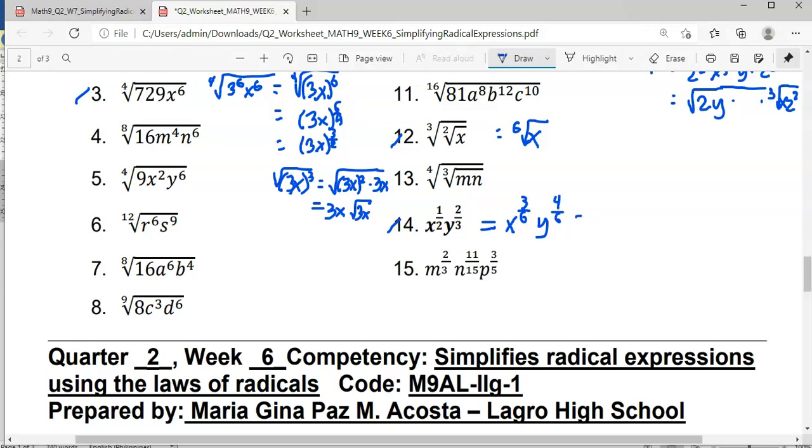Okay, then pwede na nating ibalik sa radical. Since ang denominator ay 6, yun ang index natin. So 6th root of x, yung numerator ng x, ayan yung exponent. So magiging x cube, then y raised to 4. So this is our answer. The 6th root of x cube, y raised to 4.